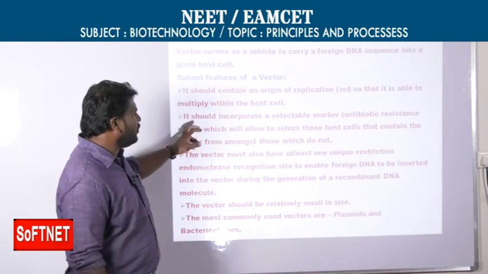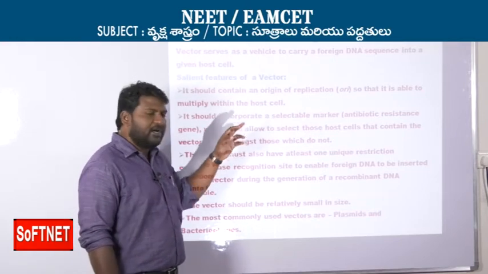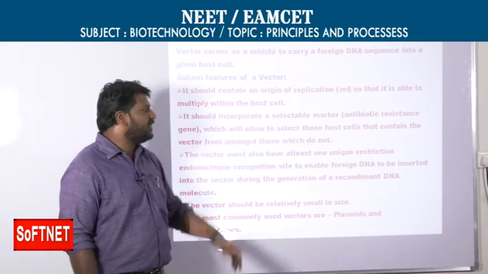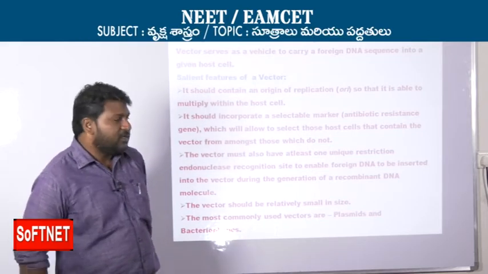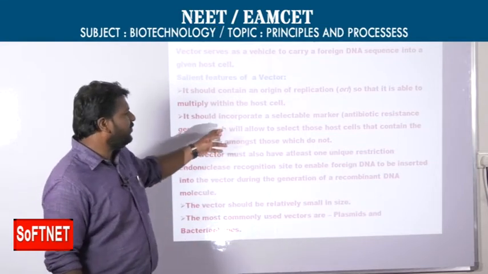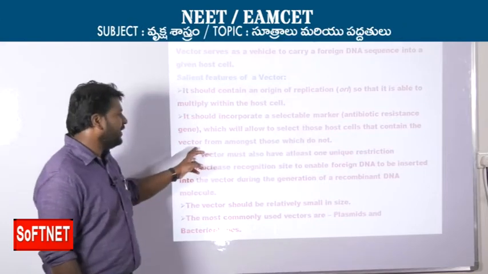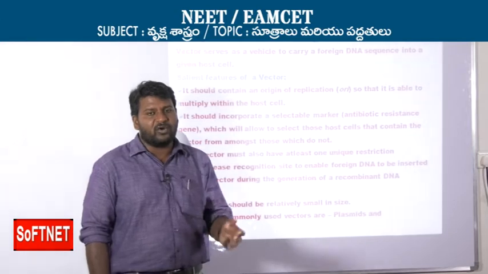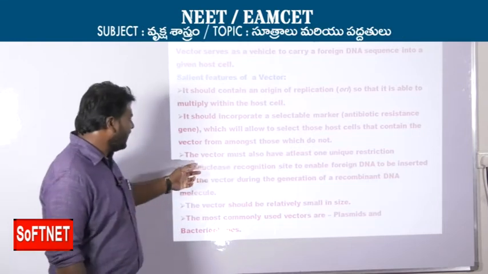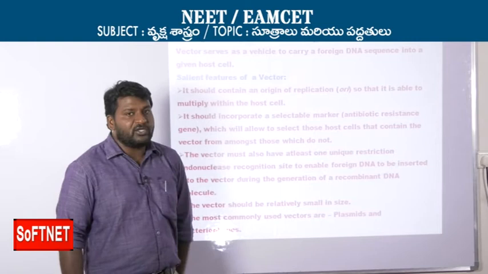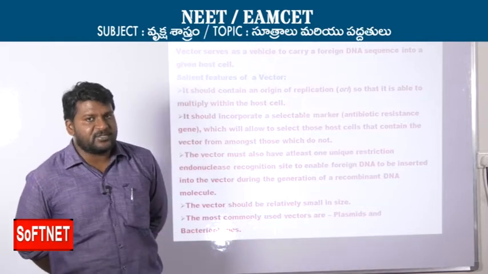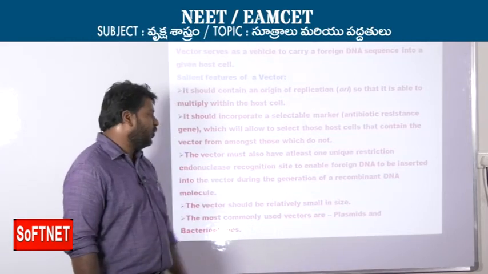Next, it should incorporate a selectable marker, which we generally use as antibiotics. The vector has to allow an external antibiotic, with which we select those host cells that contain the vector from amongst those that do not have the property of antibiotic resistance. The vector must also have at least one unique restriction site where we cut the plasmid DNA.